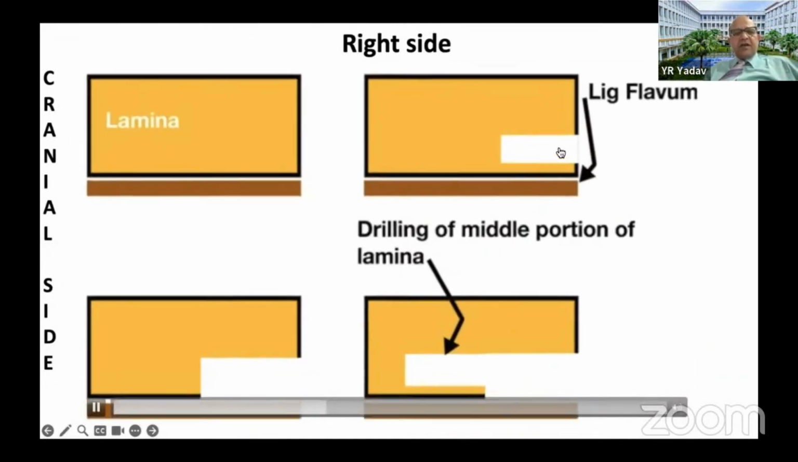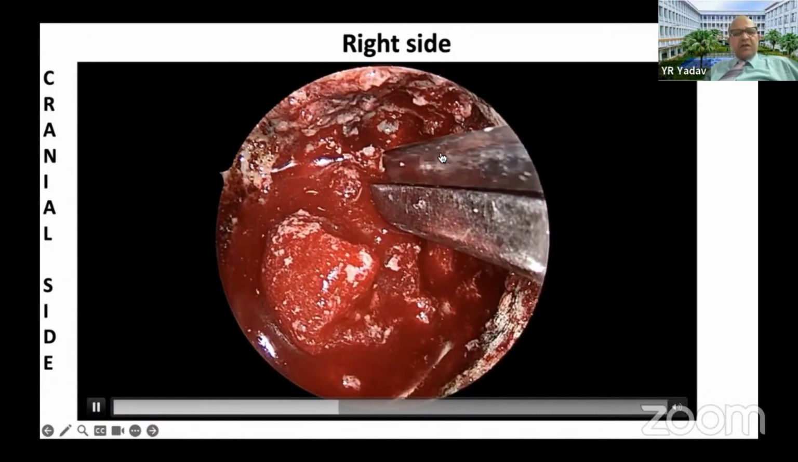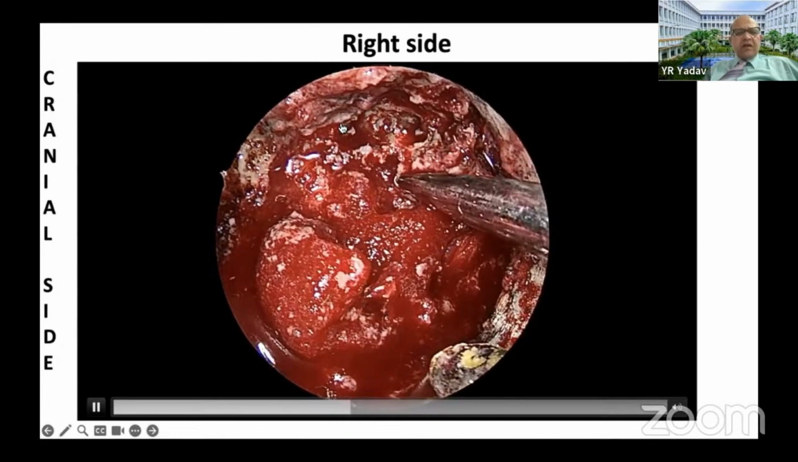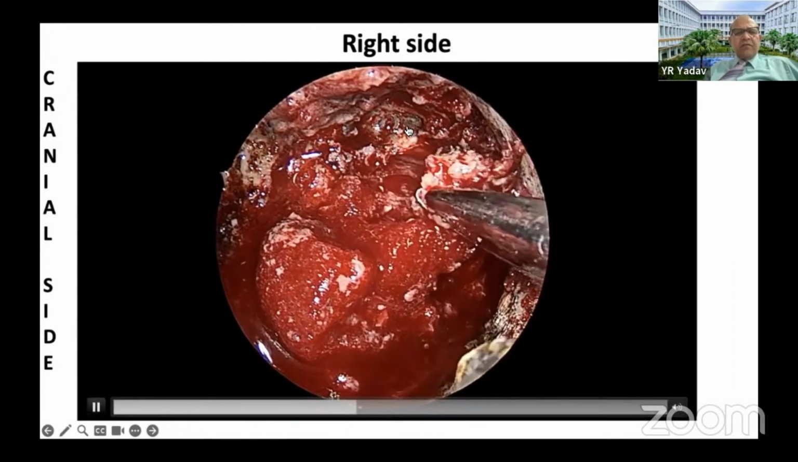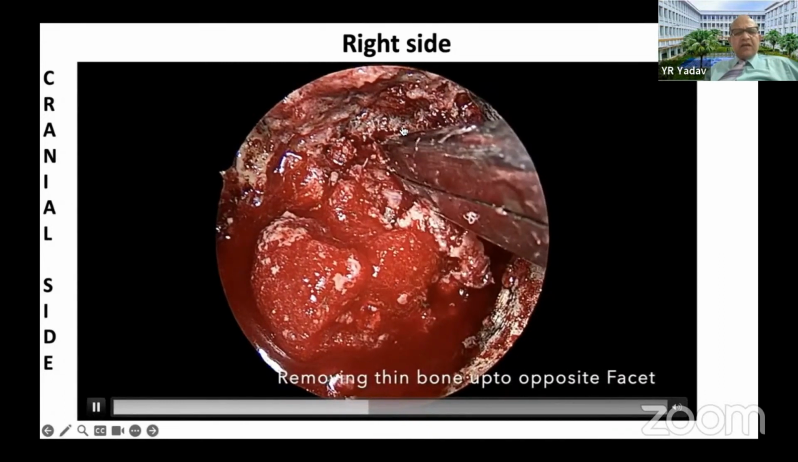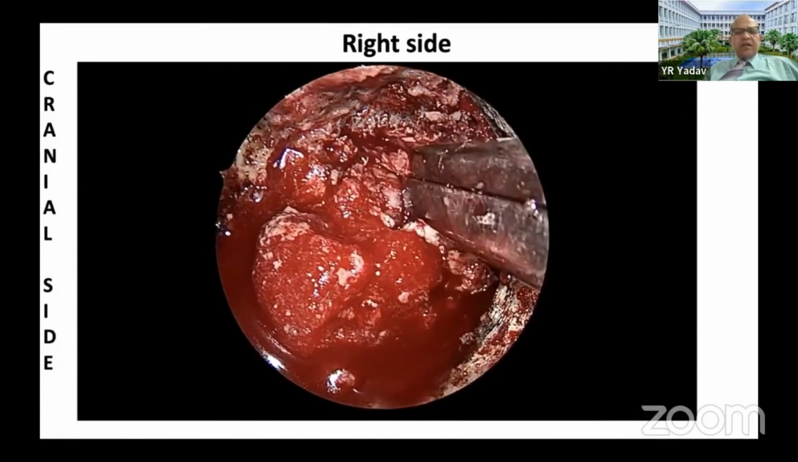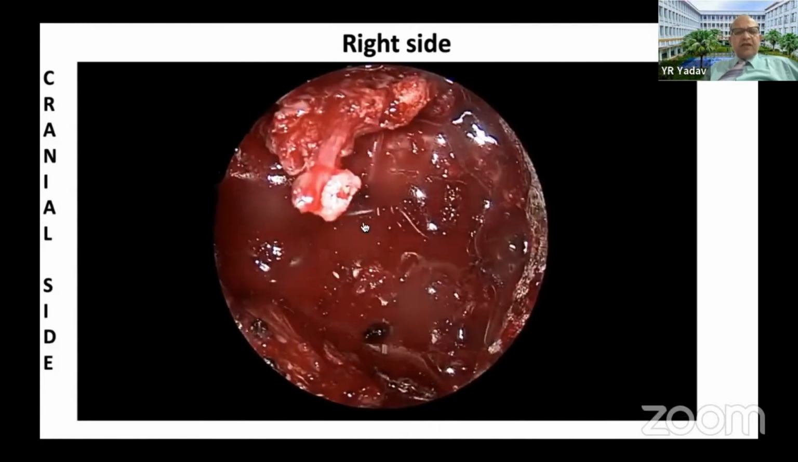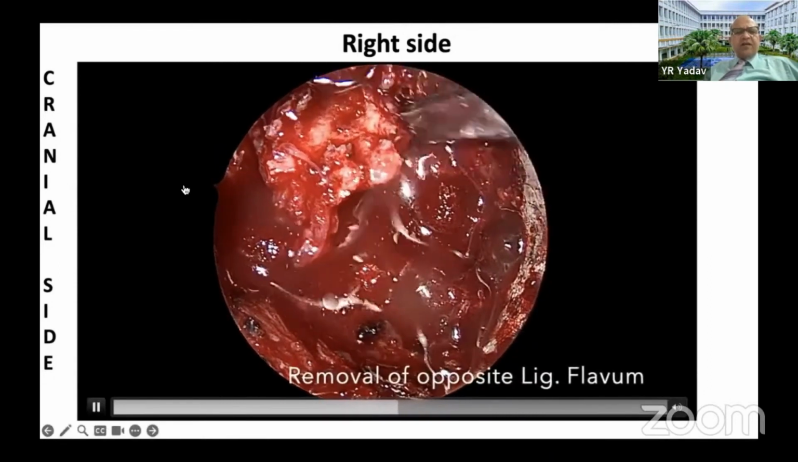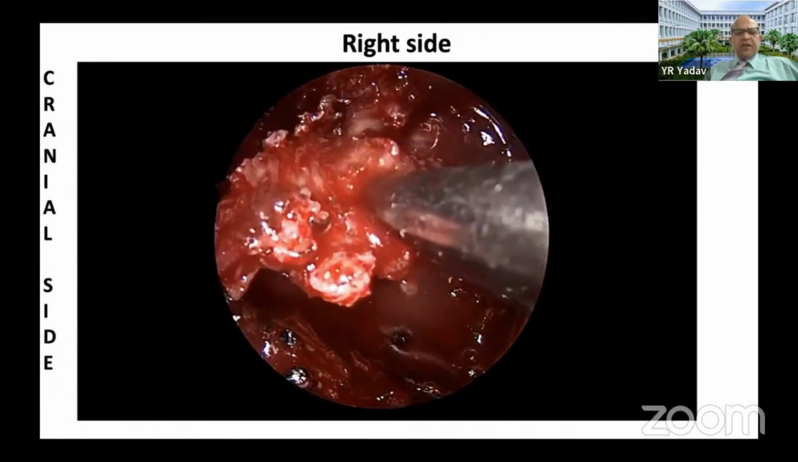have discussed, and then that inferior lamina which was left in the drilling. So this was the gutter created by drilling, and the small inner portion which was there is being removed using a Kerrison punch. So this is the opposite side, this is the ipsilateral side, and after the bony work has been done, the ligamentum flavum of the ipsilateral side and the opposite side is removed.